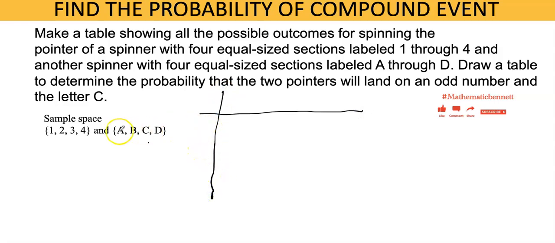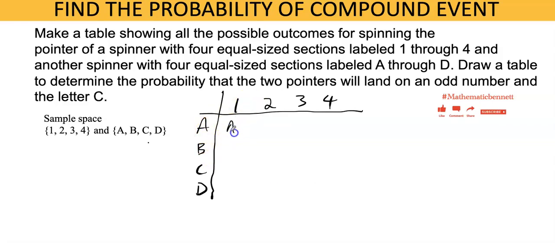We can put whichever sample space we agree on the top or on the side. I'm going to put the numbers on top. So we have 1, 2, 3, 4. We have A, B, C, D. Alright, so we have our sample space now. Just like a multiplication table, we can fill this table in.